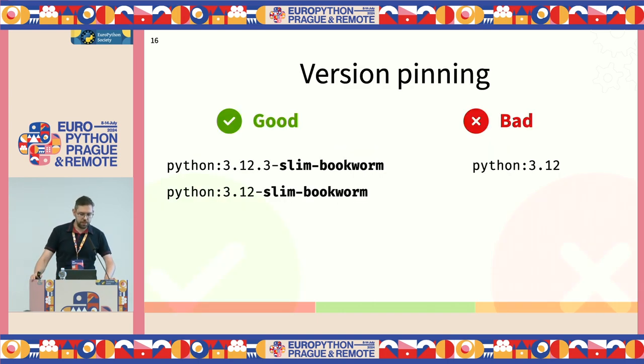You should always pin your images to the exact image variant. Avoid tags without the operating system name and version, like 3.10 or 3.10 Slim, because they might point to a different operating system version in the future. For example, in May 2023, the Python 3.10 image used Debian Bullseye, but now it uses Debian Bookworm. Changes like that can easily break your application.